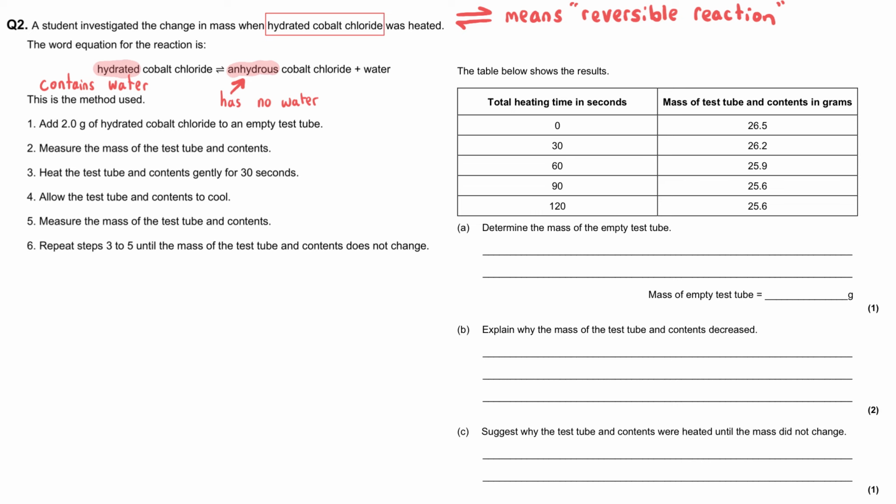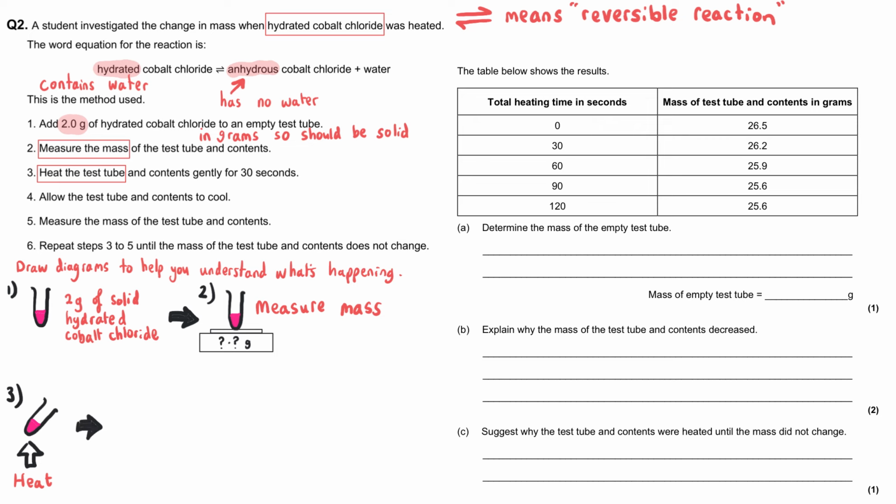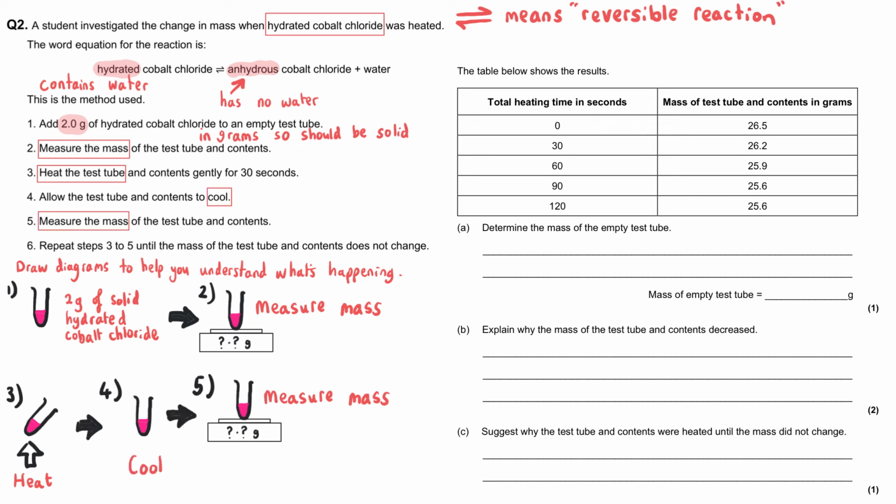And then we're shown a method for how this reaction is carried out. If you find method questions difficult, I suggest that you draw diagrams to help you track what is happening. The diagrams don't need to be amazing, they're not going to get you marks necessarily, but they'll help you understand what's happening when it comes round to answering the questions. First of all, we add 2 grams of hydrated cobalt chloride to an empty test tube. We measure the mass of that test tube and its contents. Then we heat the tube gently for 30 seconds, allow it to cool, measure the mass of the tube and the contents again, and repeat those steps until the mass of the tube and the contents no longer changes.